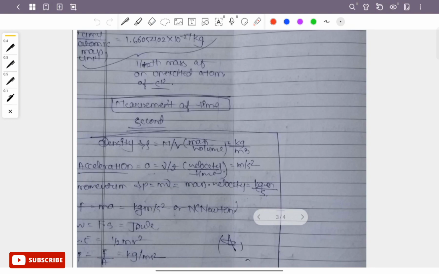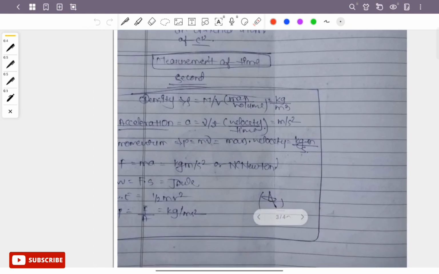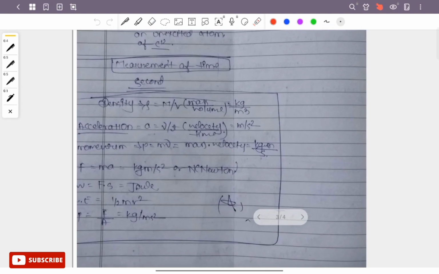This is the standard unit normally used for measuring time. There are milli and micro units too. Now there are the basic formulas which we should know. Density, denoted by mu, is equal to mass upon volume, and its unit is kg per meter cubed.